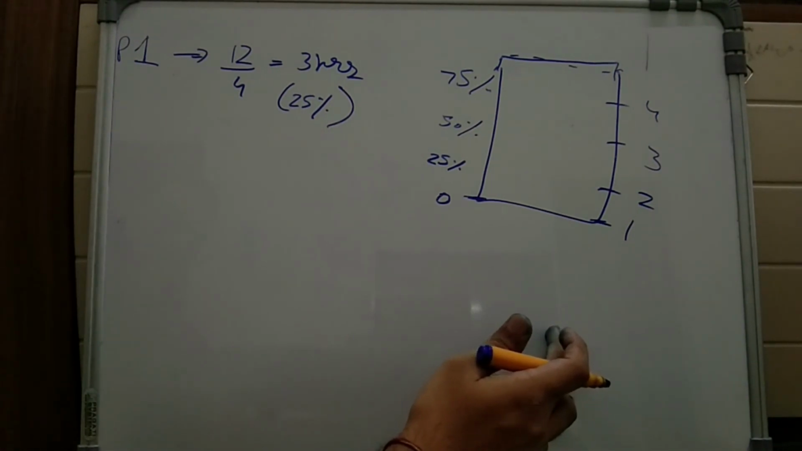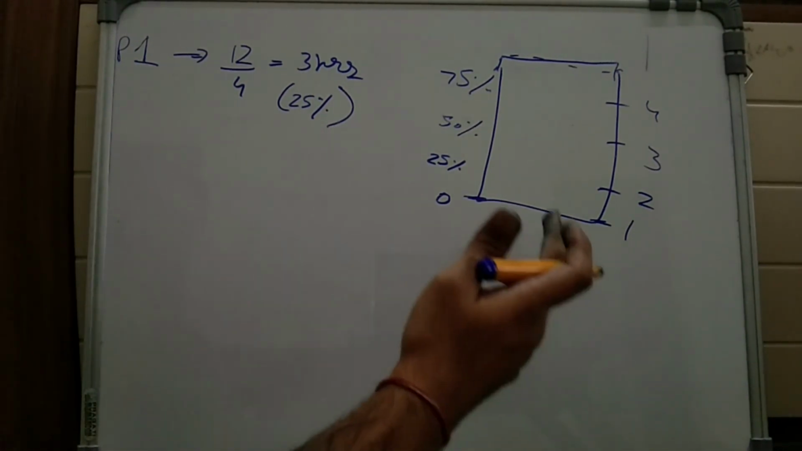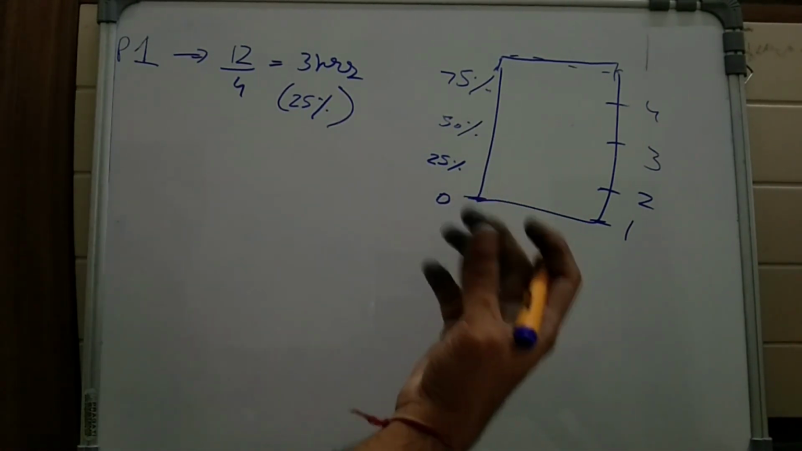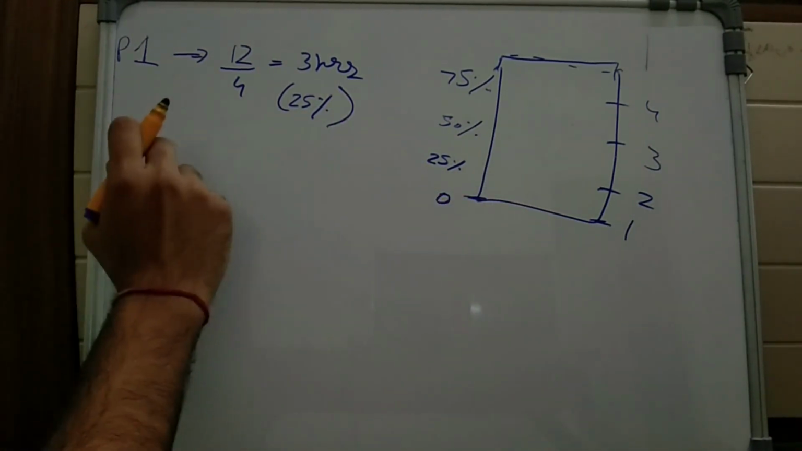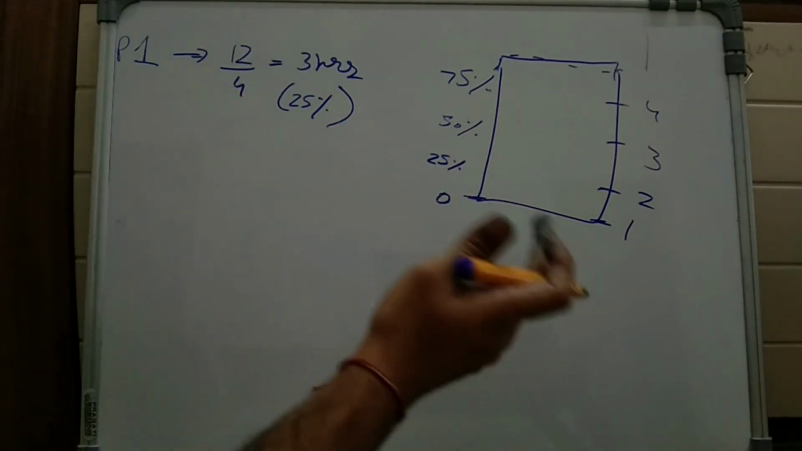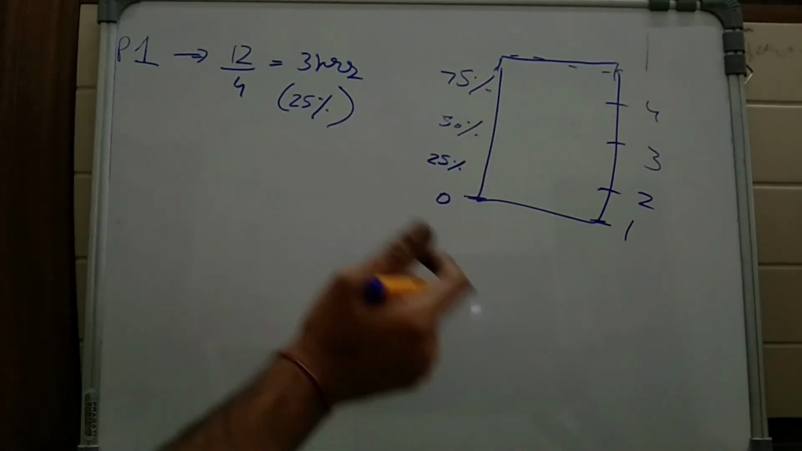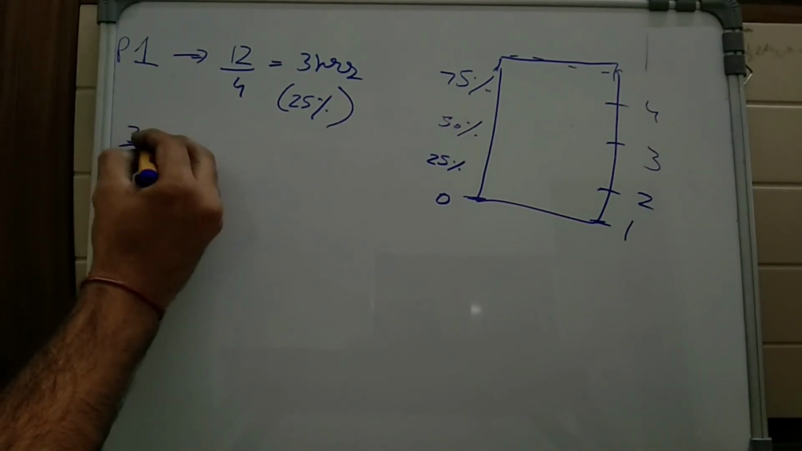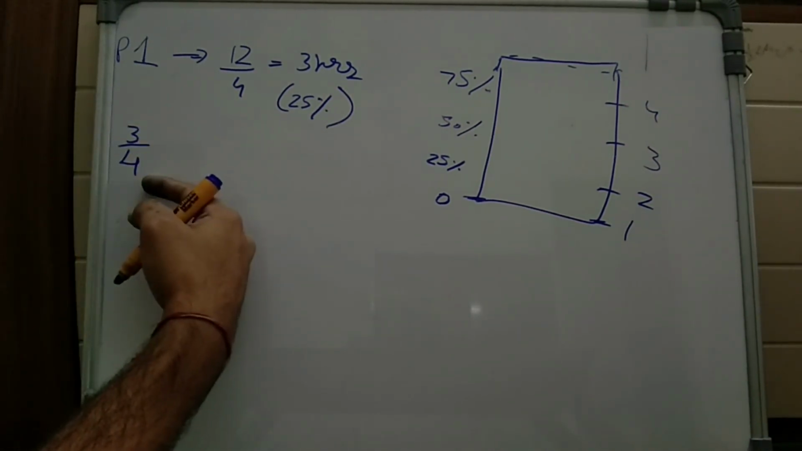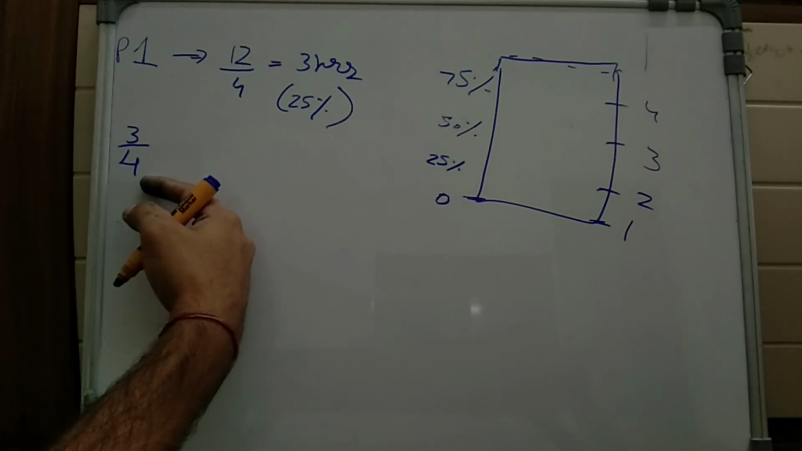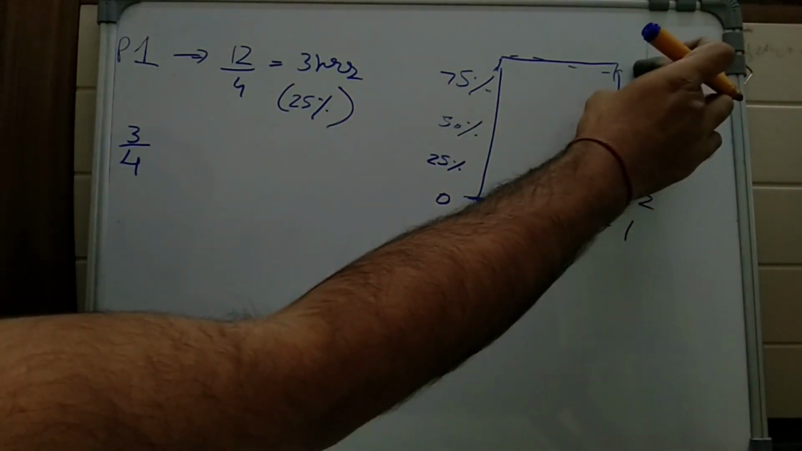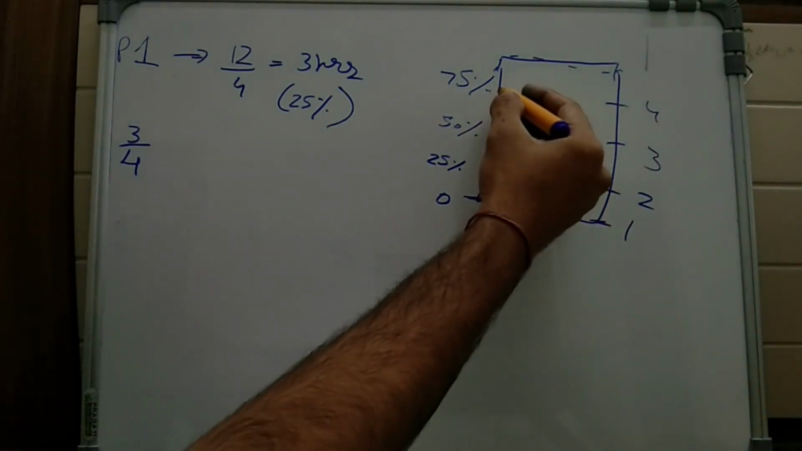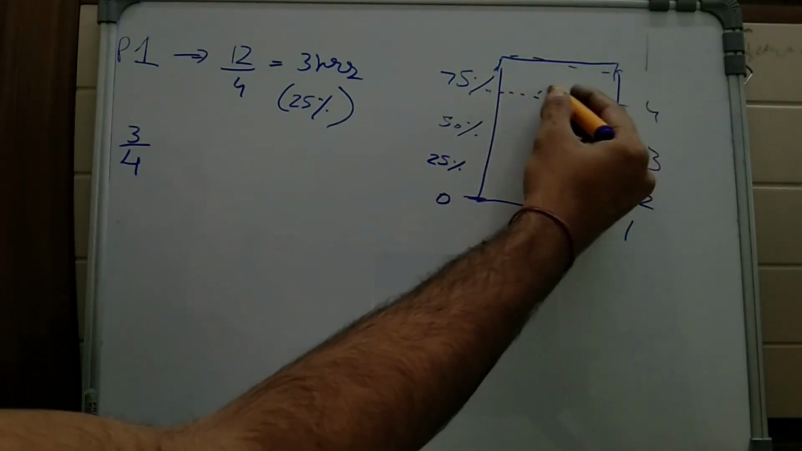So if the workforce is increased by 4 times, the time will be 1 by 4. What we have seen in the first question: if the workforce is increased by 4 times, the time will be 1/4 of the initial time. So initial time is 3 hours. Now since four pipes are working, the time it will take is 3 by 4 hours for this 25% of the tank to become empty. Now the water is at this level.